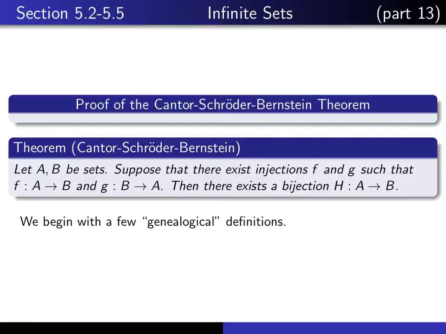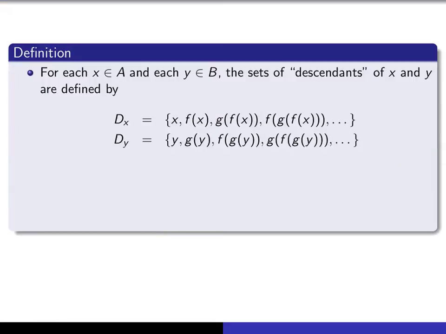So in order to do the proof, I'm going to begin by giving you a few genealogical definitions. For each x in A and each y in B, we're going to define the set of descendants of x and y. So let's start with x. The set of descendants of x are what?